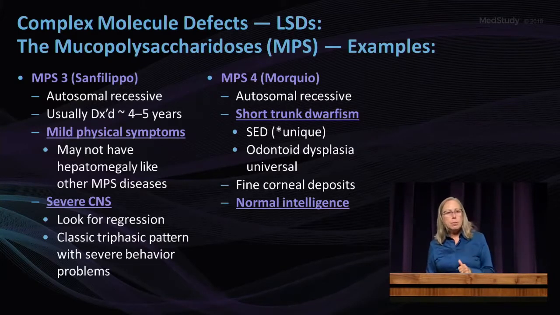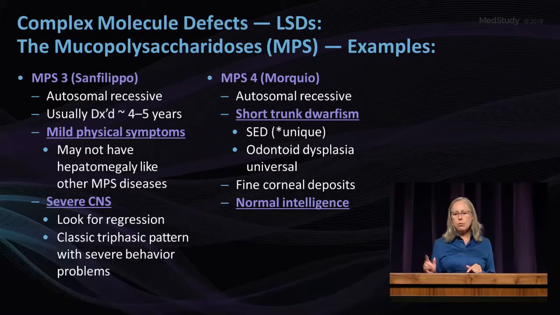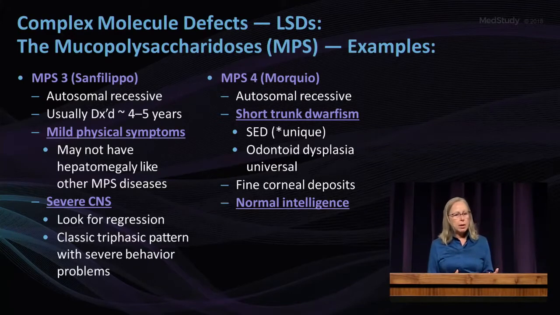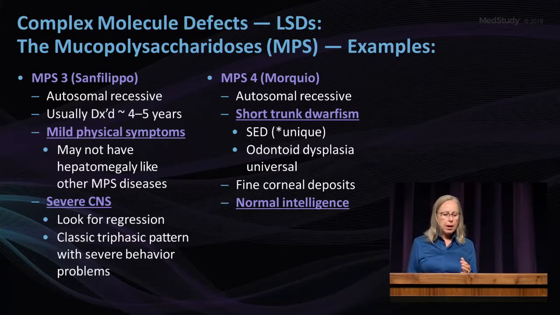The other two MPSs: Sanfilippo's is MPS 3. It's recessive. You usually don't diagnose it till 4 or 5. They have very mild physical symptoms, so they may not have the hepatomegaly or such coarse features, but they will have regression. And they have a classic triphasic pattern with severe behavior problems.